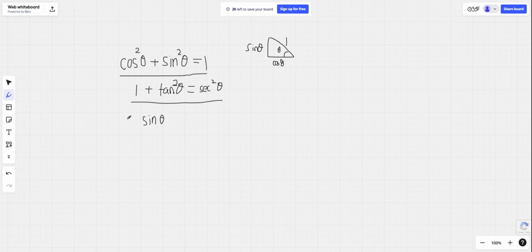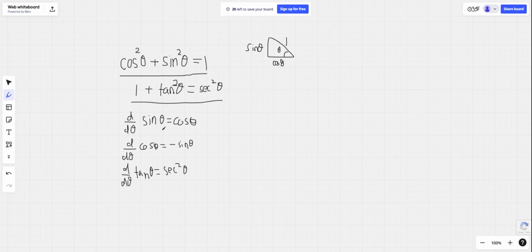So the derivative of sine theta is just cosine theta, and the derivative of cosine theta is just negative sine theta. And finally, the derivative of tangent is just secant squared of theta. So if you don't know any of this, you should probably go review some of your pre-calc stuff before you jump into this calc BC stuff.